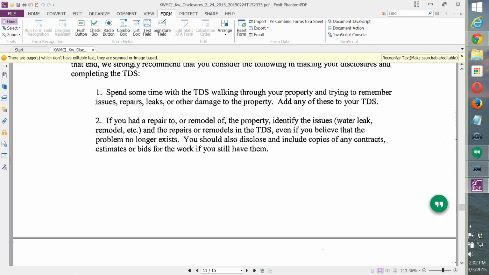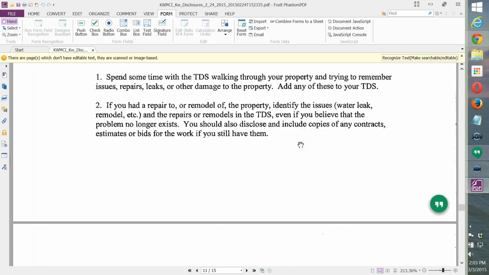One of the advantages, I'll say it now: in the upper left-hand corner of the transfer disclosure statement, there's a box that can be checked, that I would be checking, that says this disclosure is made pursuant to attached reports and things like that. That would mean that a property inspection can be incorporated into the transfer disclosure statement if you get it done in advance, check the box, and mention it there. One of the other reasons I felt for getting a property, a roof, a chimney, and all the inspections is that it made it much less likely that we were going to omit something important. So try to remember issues, repairs, leaks, and other damage, and add any of these if you had a repair or a remodel of the property.